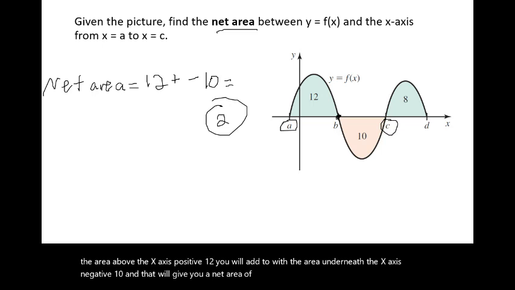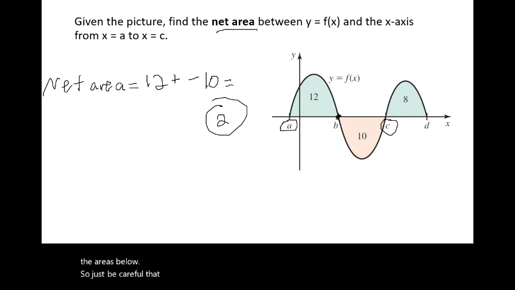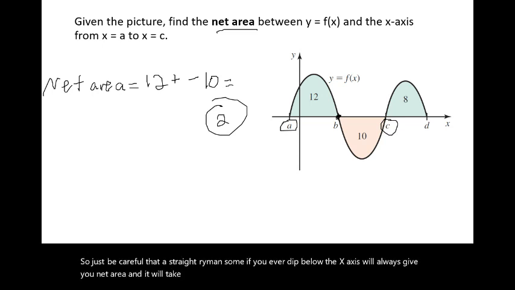So for a net area of 2, that means there is slightly more area above the x-axis, but a lot of the area above the x-axis was canceled out with the areas below. So just be careful that a straight Riemann sum, if you ever dip below the x-axis, will always give you net area, and it will take any areas below the x-axis and count them as negatives.